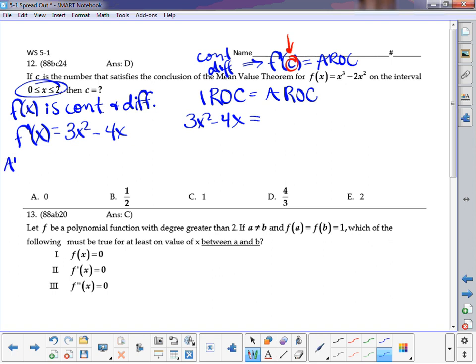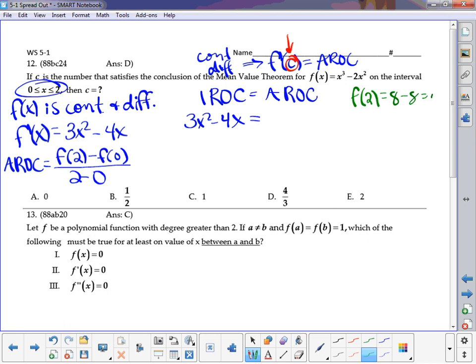And so my AROC is going to be on this interval, so we want f of 2 minus f of 0 over 2 minus 0. Alright, so we need to find those actual values. So f of 2 would be 8 minus 8, 0. Is that right? And then f of 0, 0. Okay. So my average rate of change would be 0 minus 0 over 2, which is 0. Okay, so my average rate of change is 0.